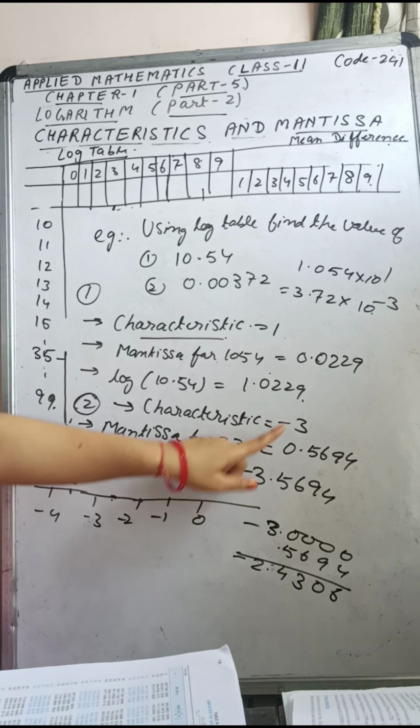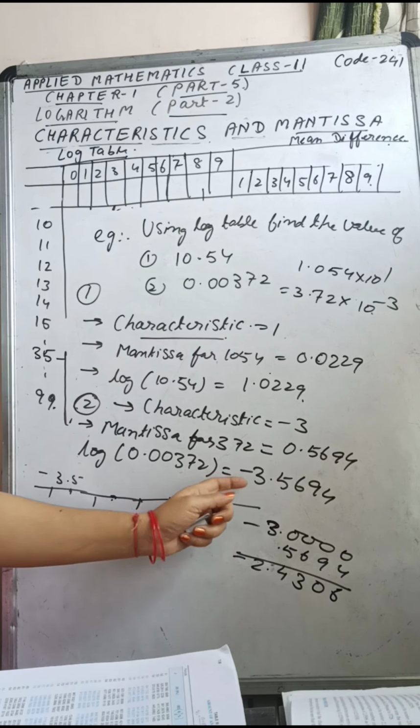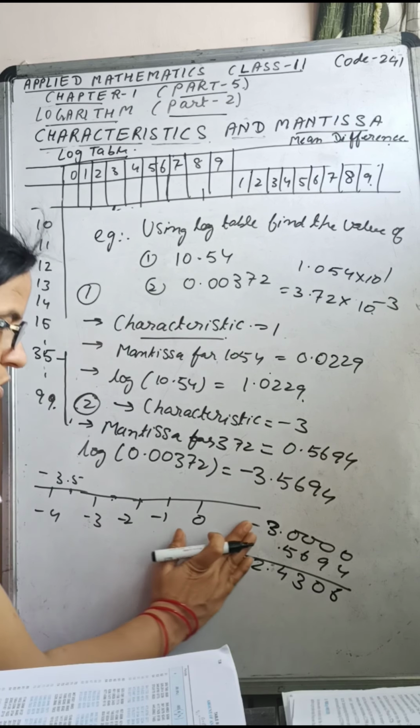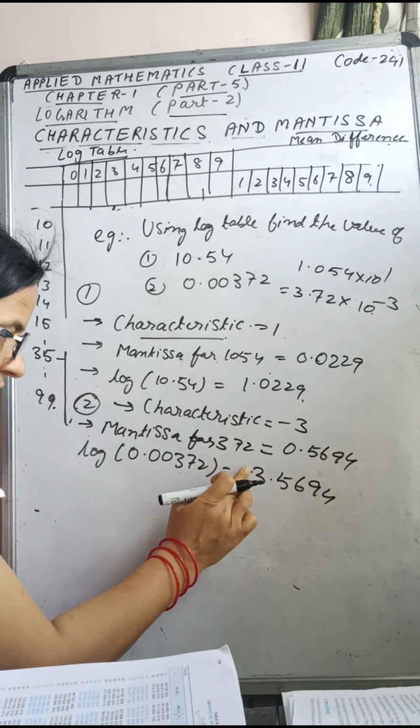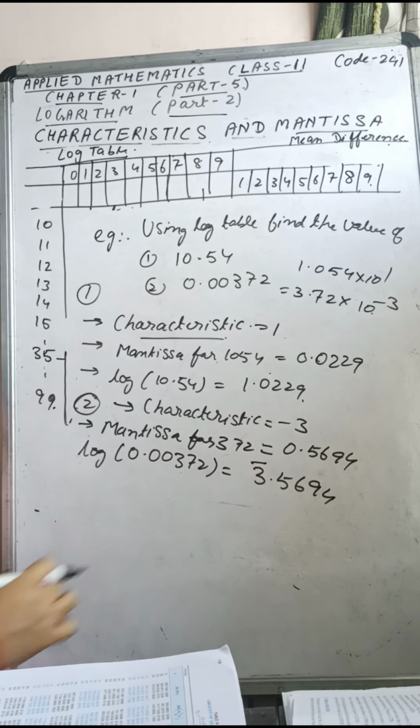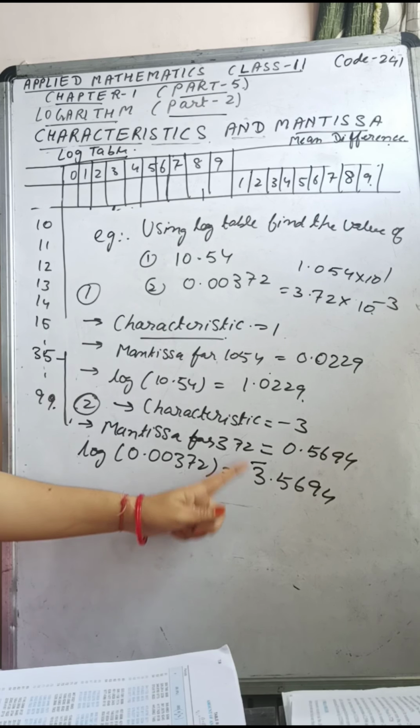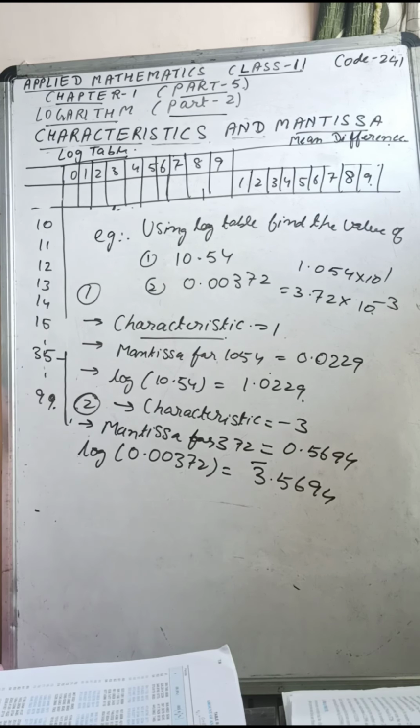Because this is the sum of these two, not minus 3.5694, to avoid this we don't write the minus over the whole number. Just to show that the characteristic is negative, that is minus 3, and the mantissa is 0.5694, we put the bar on the 3. Therefore log of this number is 3 bar point 5694, read as 3 bar 0.5694.